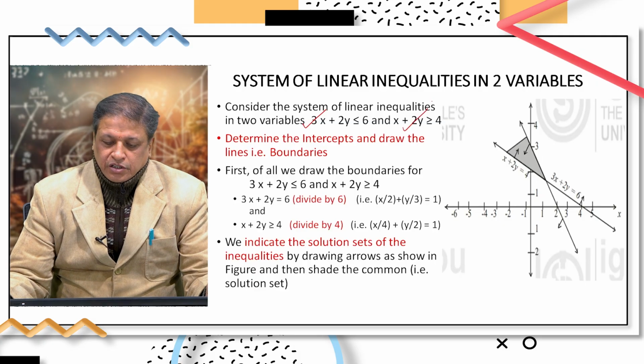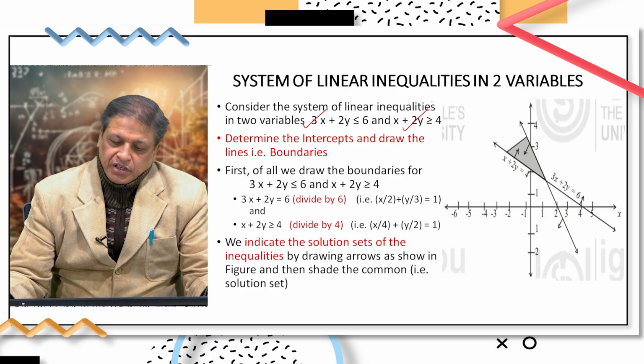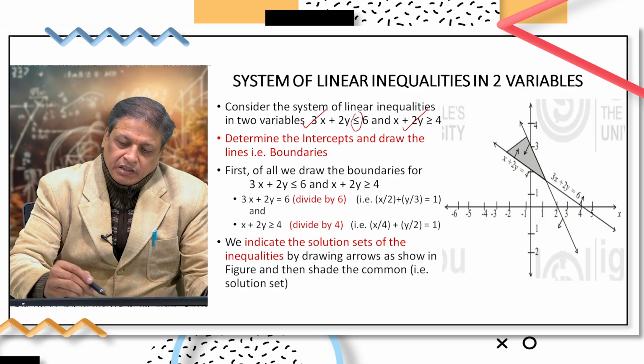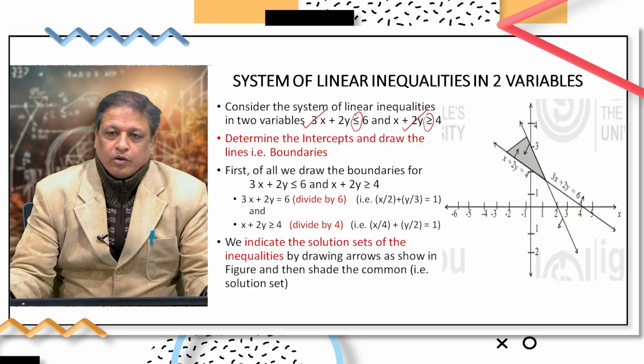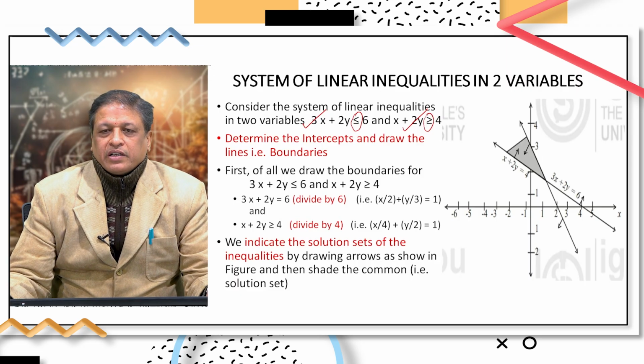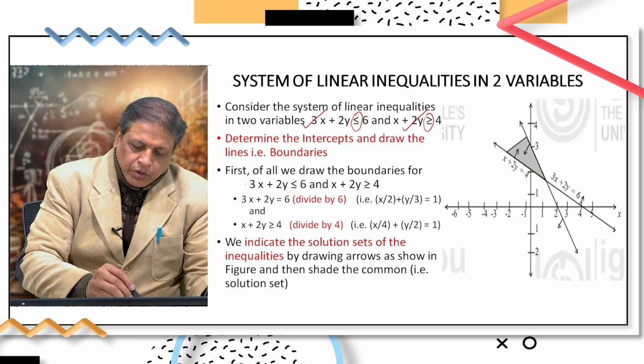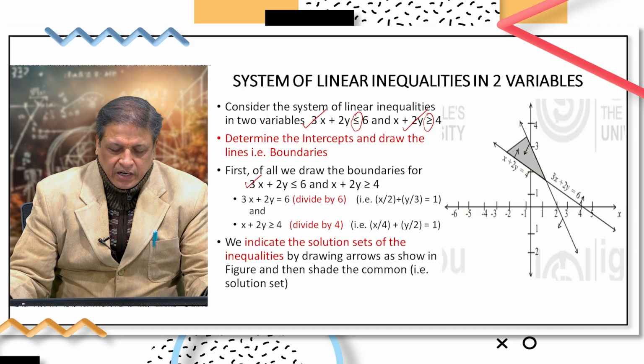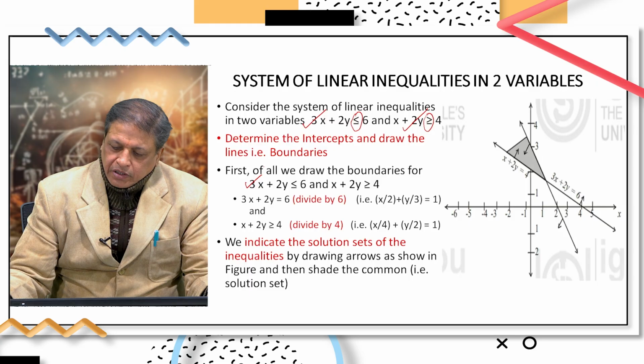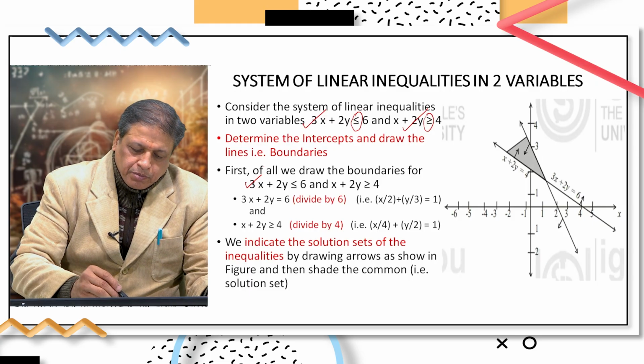Now again the same procedure will be followed. Firstly, we need to find the intercepts of the two equations and we draw the boundary lines. Second observation, the inequalities carry the symbols less than or equal to and greater than or equal to. Since the equal sign exists over here, the boundary will be represented by a solid line and not by a dotted line. So in order to draw the boundary for the first inequality, say 3x plus 2y less than or equal to 6, we can determine the x-intercept and the y-intercept.